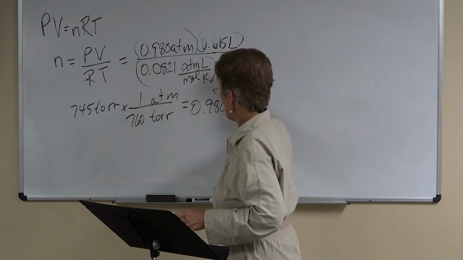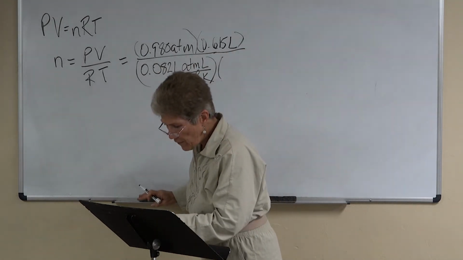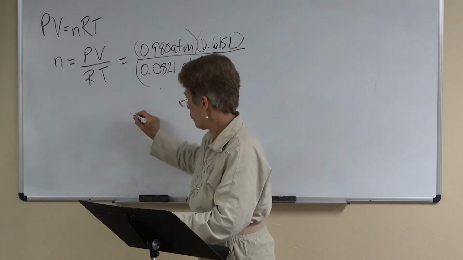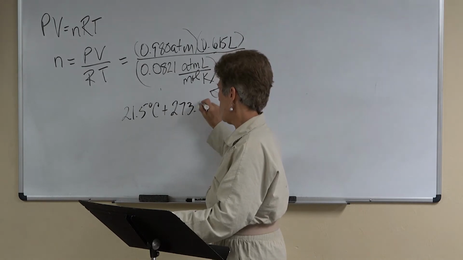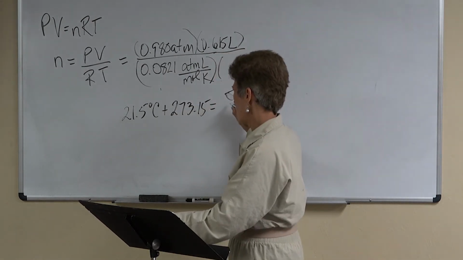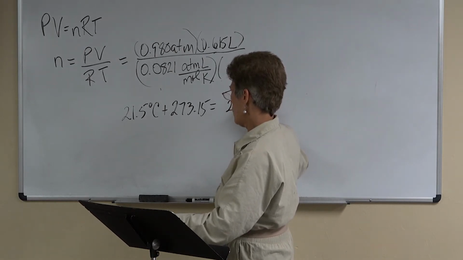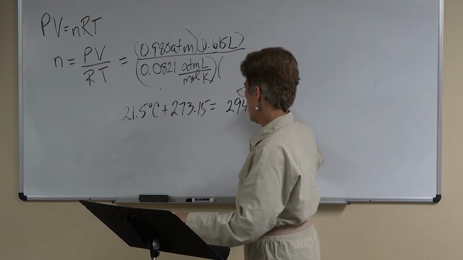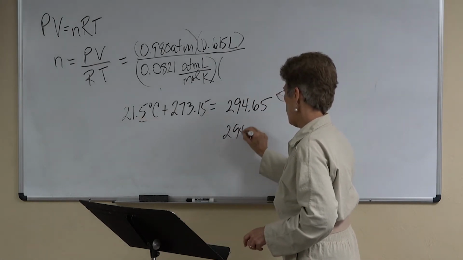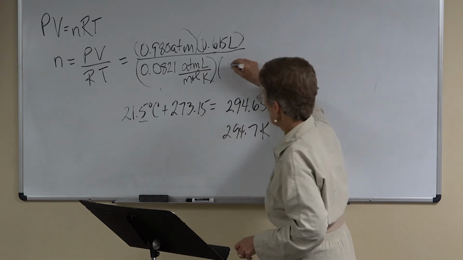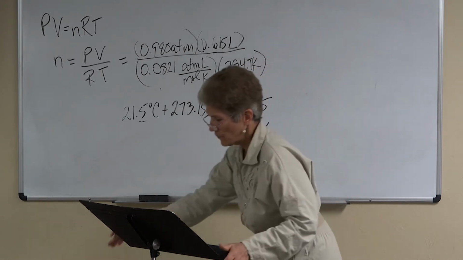There's T. Now let's look for the temperature. The temperature we're given at 21.5 degrees Celsius plus 273.15 is going to give us 294.65, but this goes to the tenths place, so this is going to be 294.7 Kelvin.